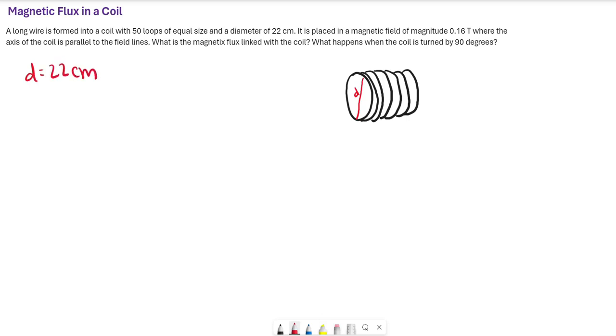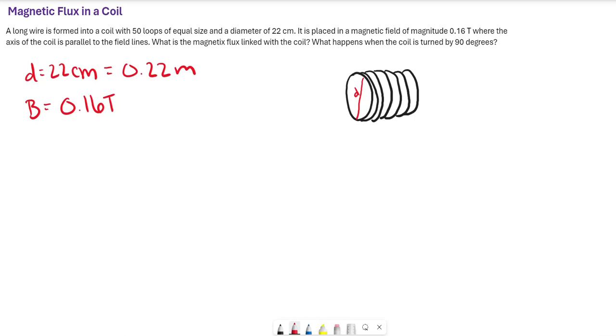Now, in any kind of problem where you have a lot of different types of variables, you're most likely going to want to switch to consistent units, so usually SI units. So let's convert this into meters: 0.22 meters instead of centimeters. And then we also have a magnetic field of 0.16 Tesla. So B equals 0.16 Tesla. Tesla is the SI unit for magnetic field, so this is fine.